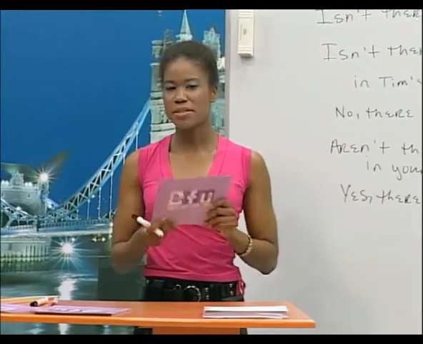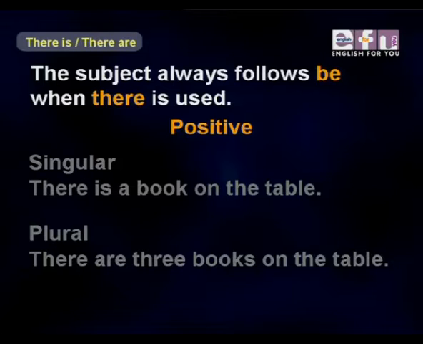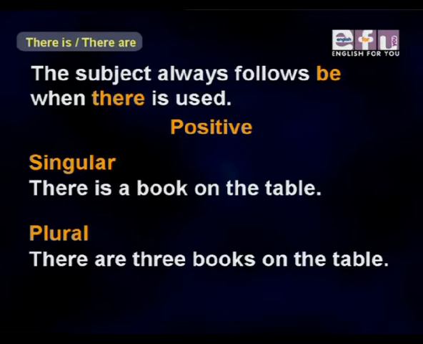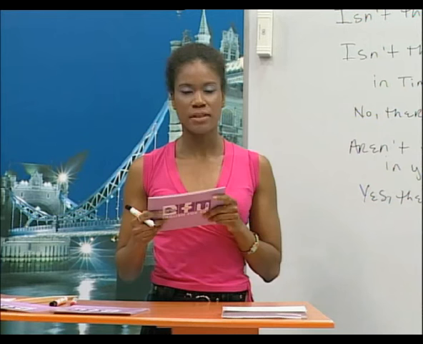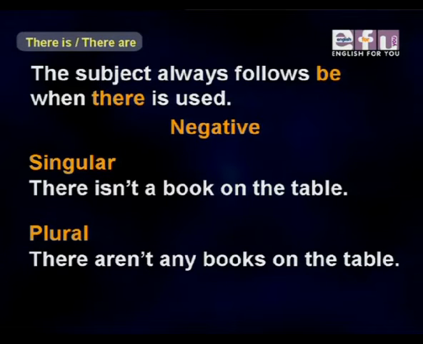Now, here is a chart to help you better understand there is and there are. Take a look at your screen. Now, the subject always follows be when there is used. When it's positive and singular, here's an example. There is a book on the table. Plural. There are 3 books on the table. Here's an example of negative. Negative singular. There isn't a book on the table. Negative plural. There aren't any books on the table.